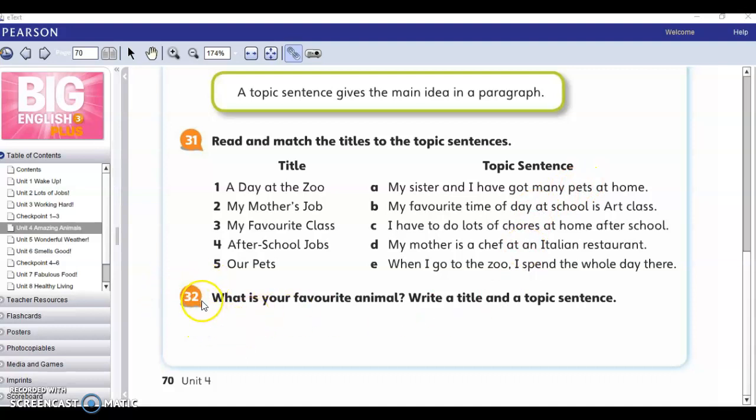So you will have to write your own paragraph about your favorite animal. Here it says write a title and a topic sentence, but I want you to write a full paragraph and send it to me. Do your best.